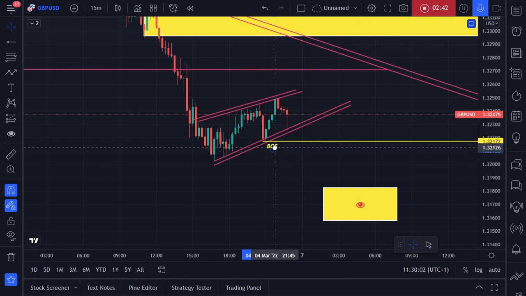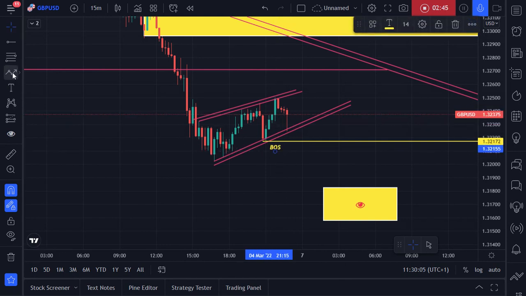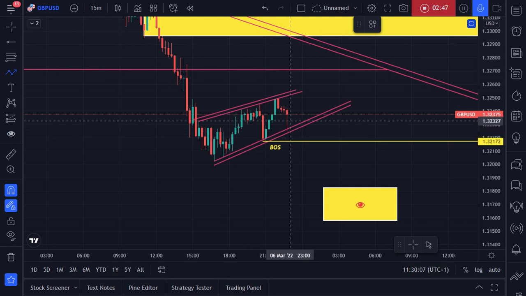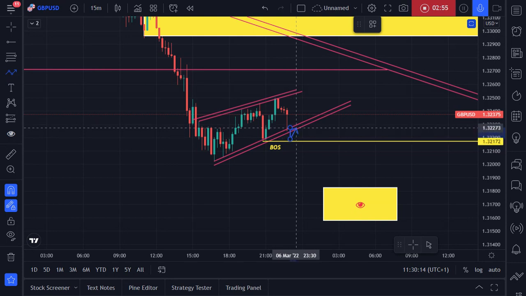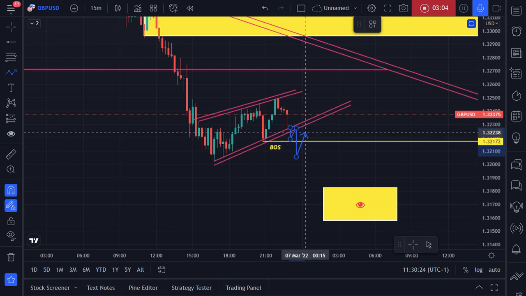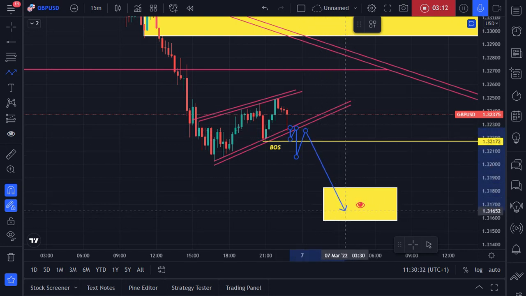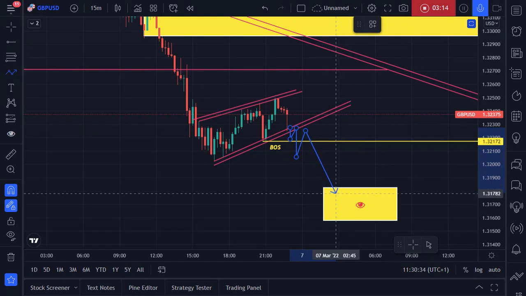Once we see this break of structure, before price breaks the structure, I expect price to form maybe a supply area at this point. The supply will lead to the break of this structure. Once price breaks the structure, I'll be waiting for price to return back to the supply area that led to the break of this structure before looking to sell this asset. Once that happens, we'll be taking a sell trade to my area of interest on the 1 hour time frame.